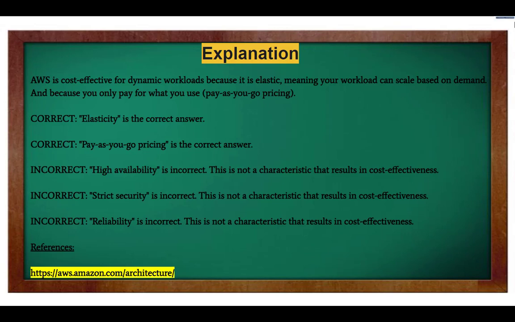Incorrect, high availability is incorrect. This is not a characteristic that results in cost-effectiveness. Incorrect, strict security is incorrect. This is not a characteristic that results in cost-effectiveness. Incorrect, reliability is incorrect. This is not a characteristic that results in cost-effectiveness.